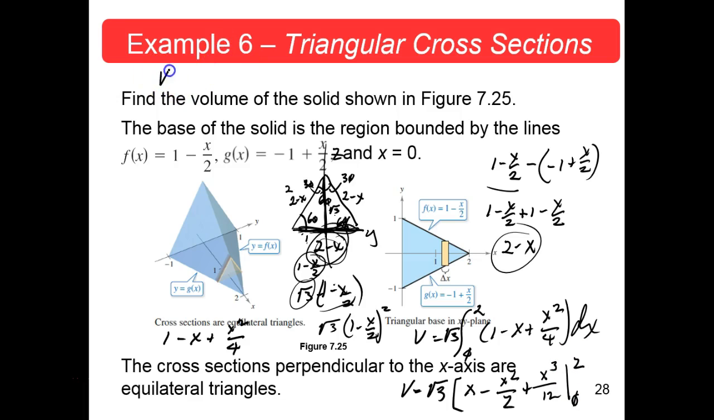Okay? The volume would be the square root of 3, I can't talk, times 2 minus 2 squared is 4 over 2 is 2. That adds a 0. Plus 2 cubed is 8 over 12. I did the 0 part, and that's nothing. So this would be 8 over 12 is 2/3, right? So that would be 2 root 3 over 3 is what I get for the volume.